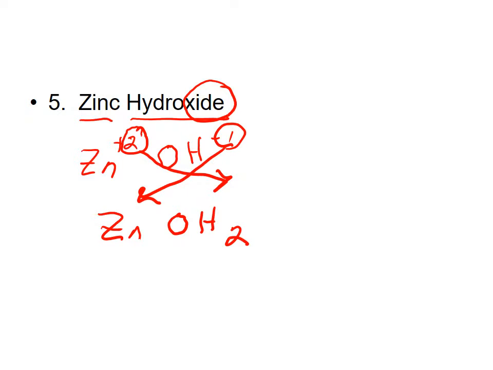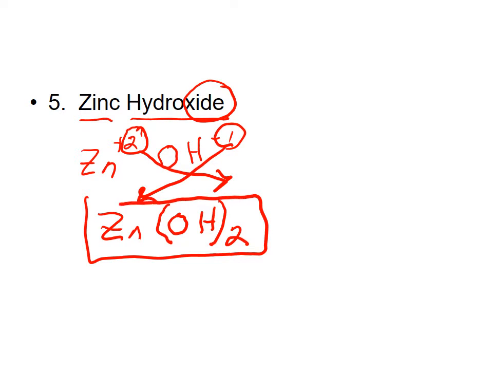But here's the trick with polyatomics. That 2 means I have 2 hydrogens and 2 oxygens. I've got to have 2 OH groups. So to do that, I've got to put it in parentheses. So whenever a cross happens with a polyatomic, like in this case, if that number is greater than 1, it has to go in parentheses. So Zn(OH)2.